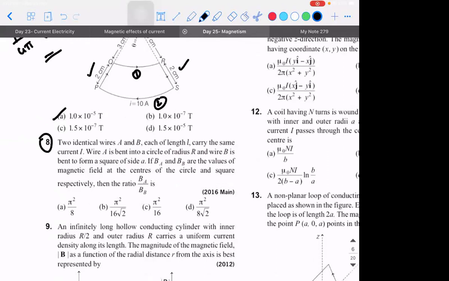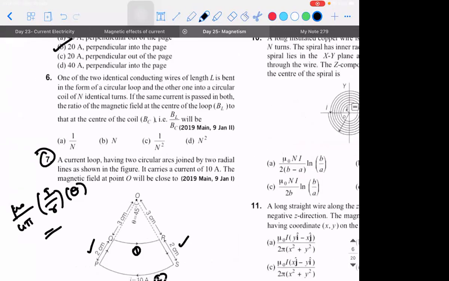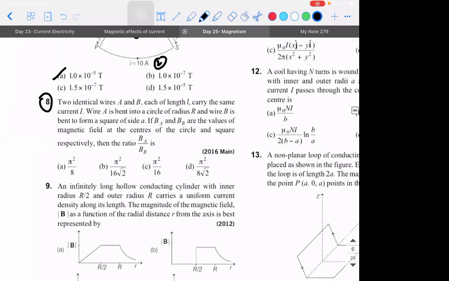So two identical wires A and B, each of length L, carry the same current I. Wire A is bent into a circle of radius R, and wire B is bent to the form of a square of side a. BA and BB are the values of the magnetic field at the center of the circle and the square respectively. Then the ratio of BA to BB is. So what is the difference between the sixth and this one? Sixth we had only one formula. These are two formulas, because for the square, it will start behaving like a straight current carrying conductor. Correct?